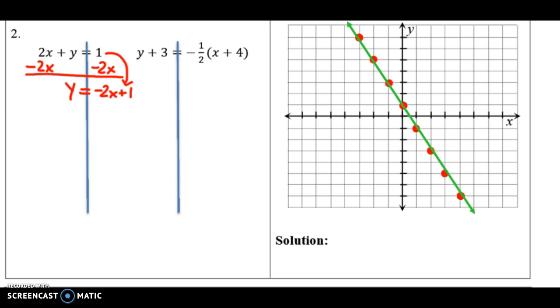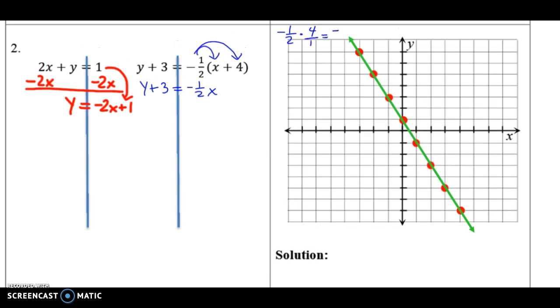So if you notice in the second equation, there's a set of parentheses that we haven't seen in a while. And those parentheses imply multiplication. We know this as the distributive property. So we're going to distribute or multiply the negative 1/2. So my y plus 3 drops down, and negative 1/2 times x is negative 1/2 x, and negative 1/2 times 4, as I'm doing the little side math here, is going to be negative 4 over 2, which is the same as negative 2. So half of 4 is 2, but negative 1/2 times 4 is negative 2.